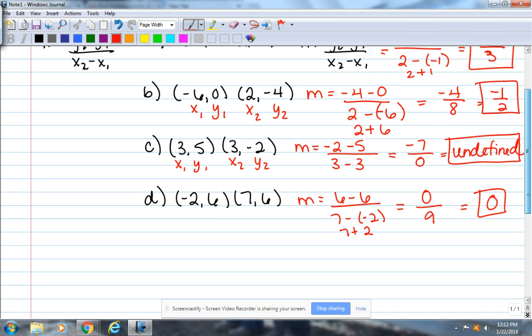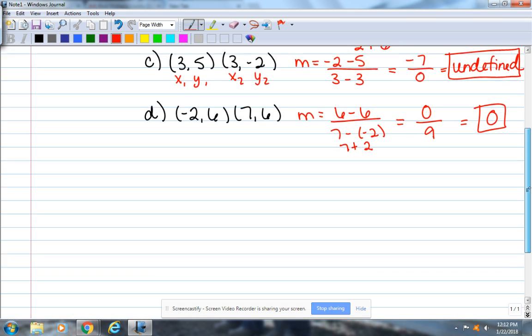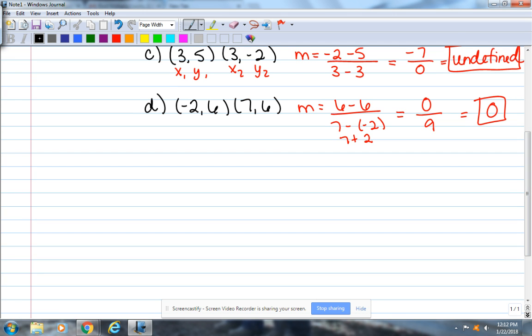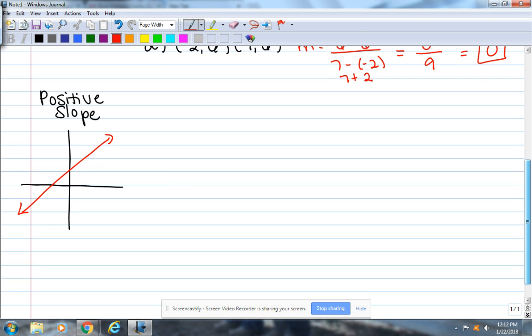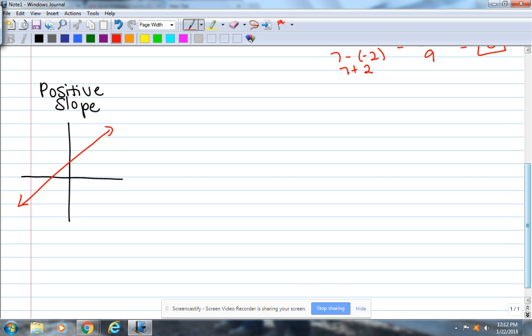So let's just talk about what those slopes mean. We have 4 scenarios that can happen when we are getting a slope. So we could have a positive slope. And just a quick sketch of what a positive slope looks like. We have our x and y axis. And a positive slope rises from left to right. We read graphs like we read words on a page, from left to right. So a positive slope is going to rise from left to right. So next we have negative slopes.